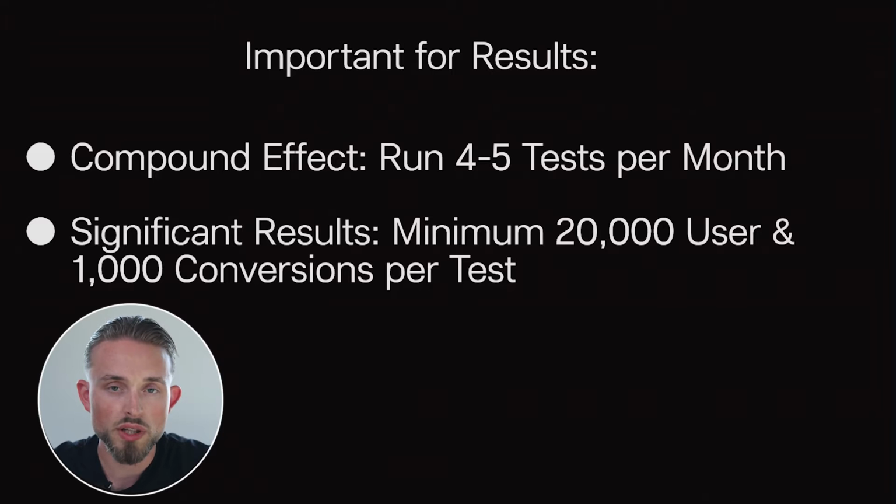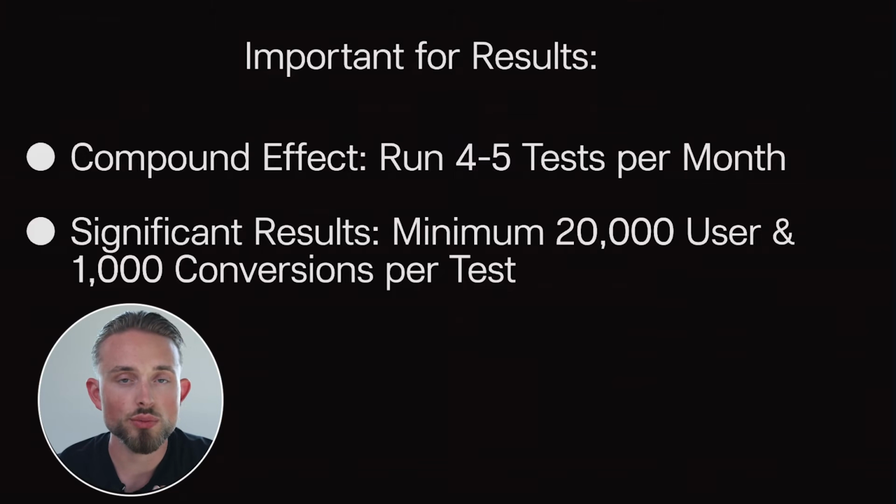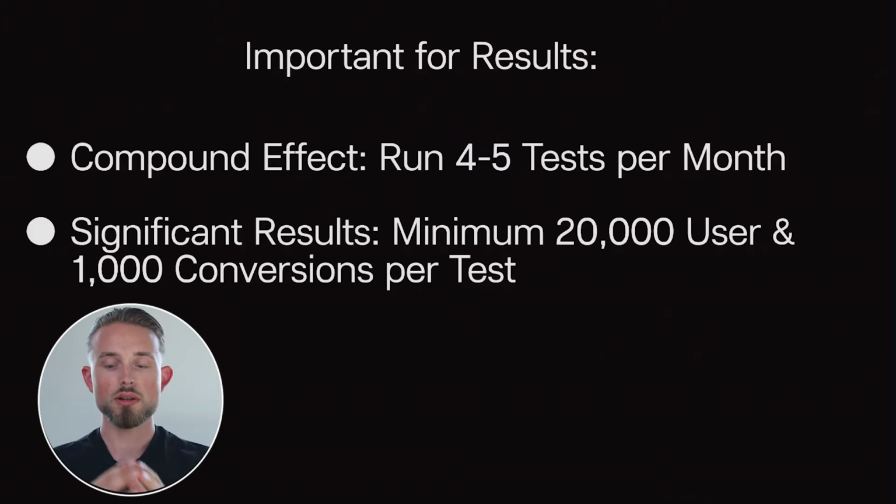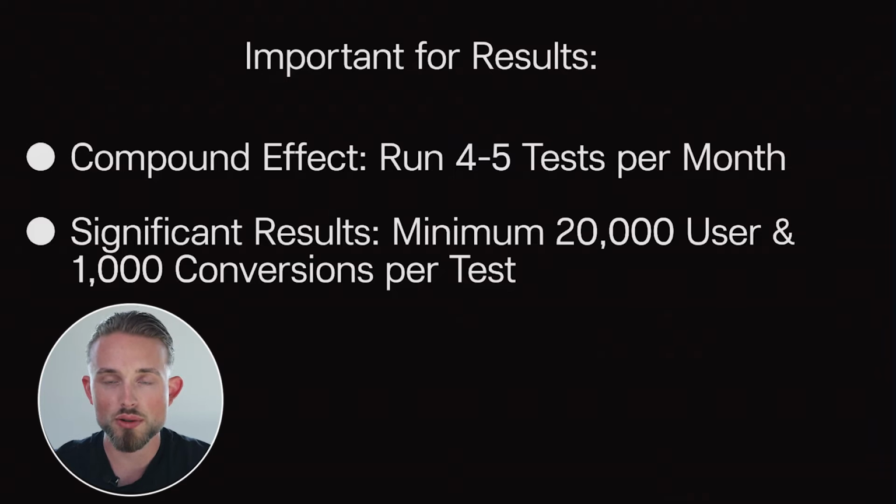Really important, last thing, compound effect. You want to run a lot of A/B tests. You don't just want to run one A/B test per quarter, right? Typically, we run between 4 to 5 A/B tests for all of our clients every single month, and obviously the results stack. Secondly, you want to make sure that you get significant results, right? So you want to get a minimum of 20,000 users within those A/B tests, so a lot of data, and also a minimum of 1,000 conversions.